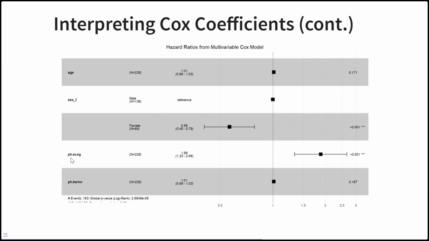So for ph.ecog and ph.karno, these are both continuous variables. That is why you can see we have no categories here. How you interpret a continuous variable is that when you see the hazard ratio, for ph.ecog it is 1.88. So which means what? The higher your ph.ecog value, the higher your hazard of experiencing that particular event. For this one, we cannot interpret this because it's not statistically significant. So this is how you can interpret your Cox coefficients when you are conducting your Cox proportional hazards model.